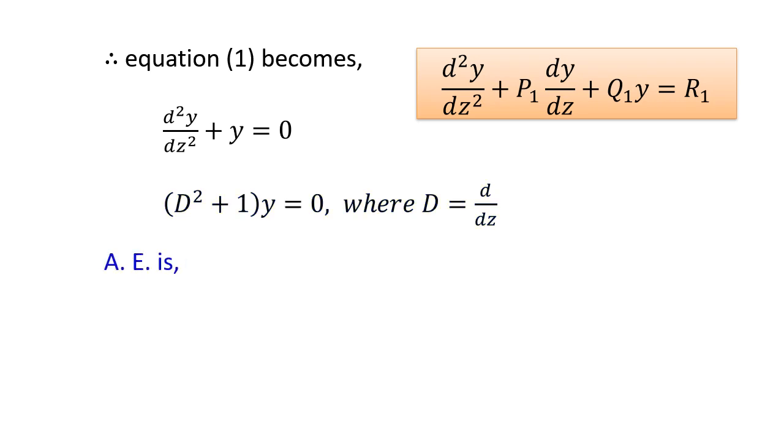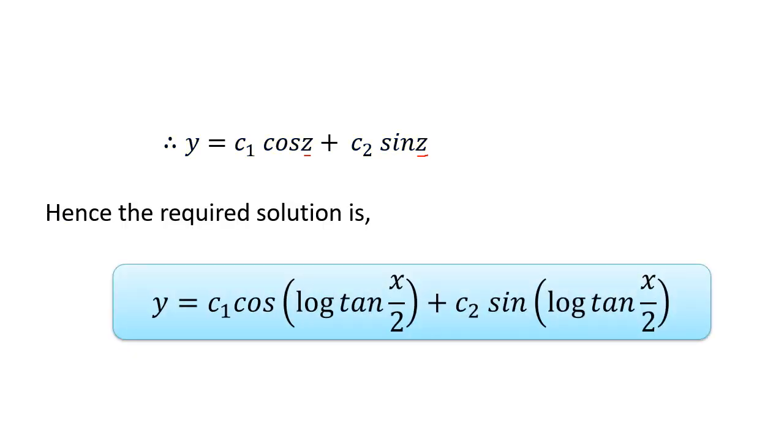So, consider the auxiliary equation. Auxiliary equation is m square plus 1 is equal to 0. Now, we can find the values of m. So, easily we get m is equal to plus or minus i. Since m is equal to plus or minus i, we get y is equal to c1 cos z plus c2 sin z. Now, we shall replace the value of z. So, we know z is equal to log tan x by 2. Hence, the required solution is y is equal to c1 cos of log tan x by 2 plus c2 sin of log tan x by 2.